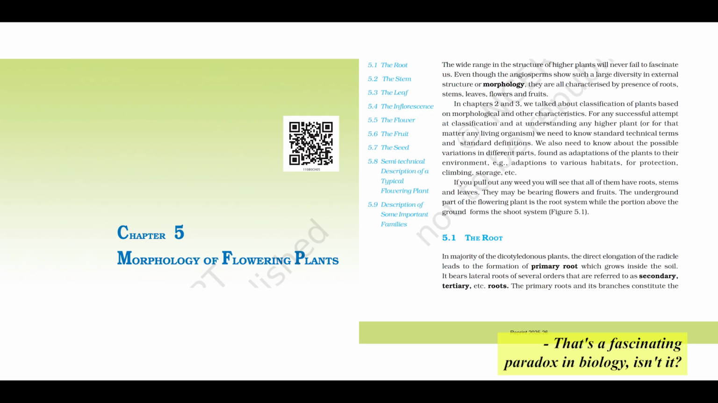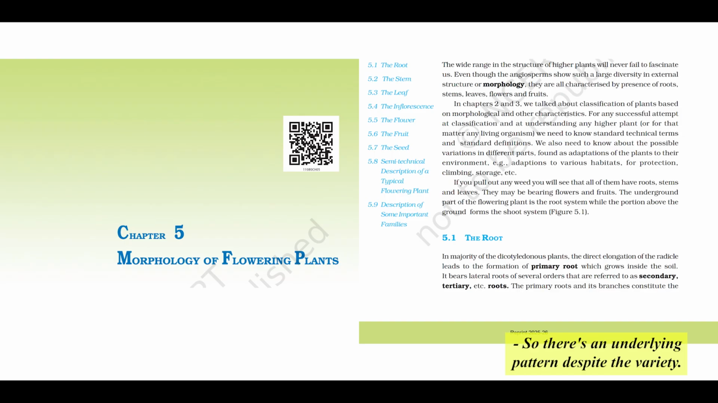That's a fascinating paradox in biology, isn't it? The sheer diversity in external structure, or morphology, among angiosperms is truly wide-ranging. Think about it. From a tiny duckweed floating on water to a massive towering banyan tree. Yet despite this enormous variation, all angiosperms share a fundamental, unifying blueprint. They are consistently characterized by the presence of roots, stems, leaves, flowers, and fruits. This common blueprint, even with all the variations, highlights a shared evolutionary heritage.